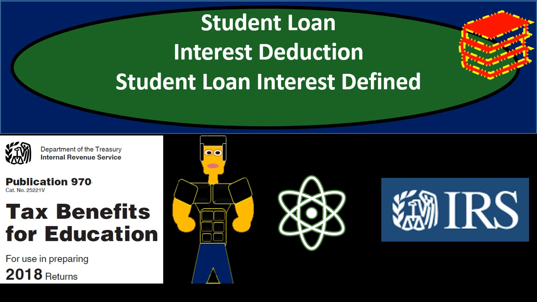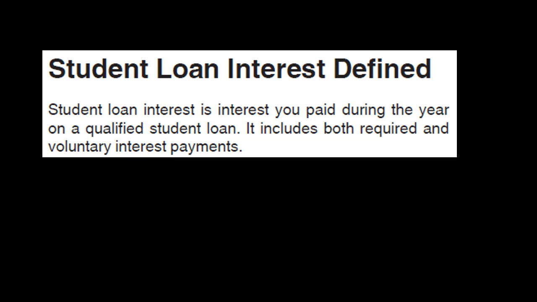In this presentation, we will discuss student loan interest defined as it relates to the student loan interest deduction. This information can be found in Publication 970. Student loan interest defined: student loan interest is interest you paid during the year on a qualified student loan. It includes both required and voluntary interest payments.